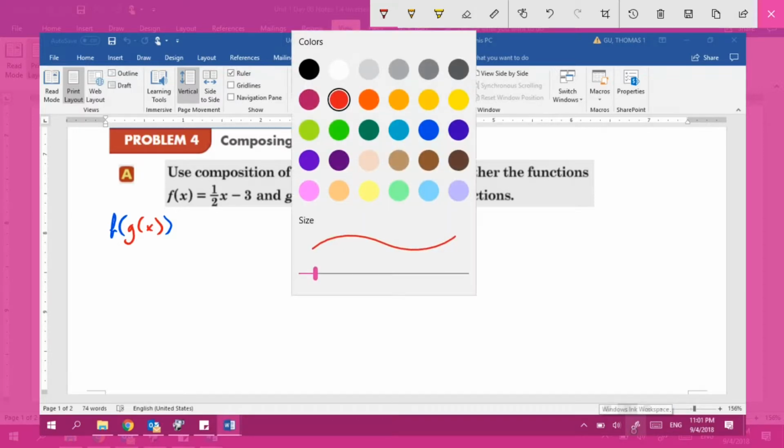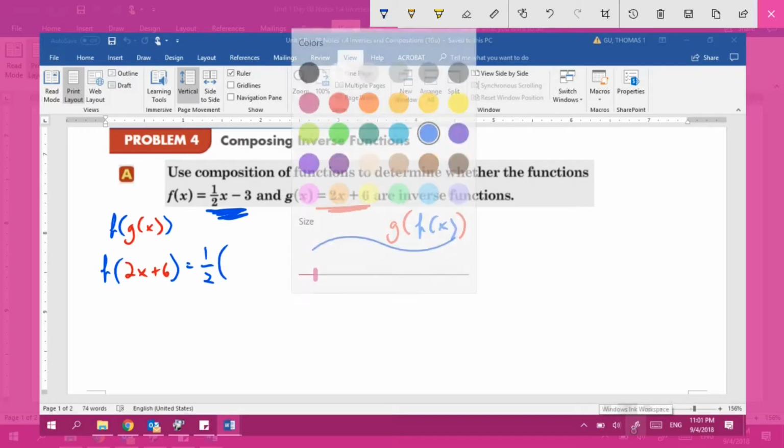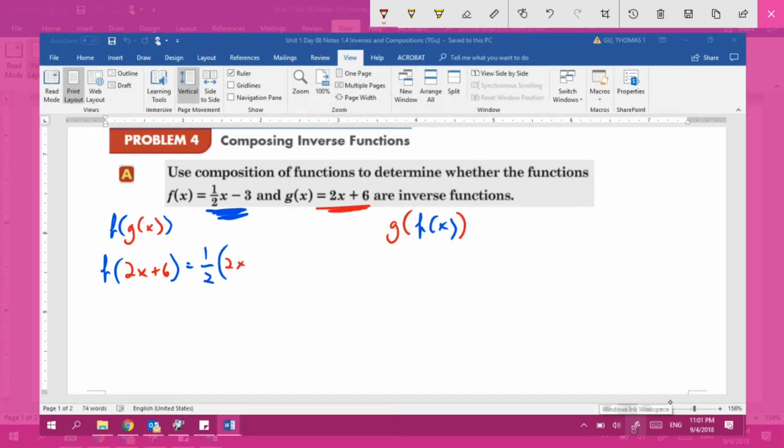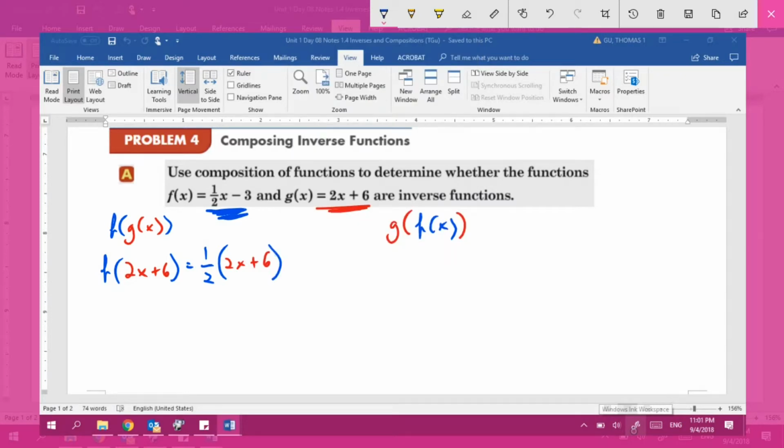So here we go. All right, here we go. So this first one, let's replace g of x with this 2x plus 6. So 2x plus 6. And we've got the f over here. F, boom, equals. Now we're going to use this function right here, but replace the x that we see in there with 2x plus 6. It's going to be 1 over 2 times 2x plus 6, close parentheses, minus 3.